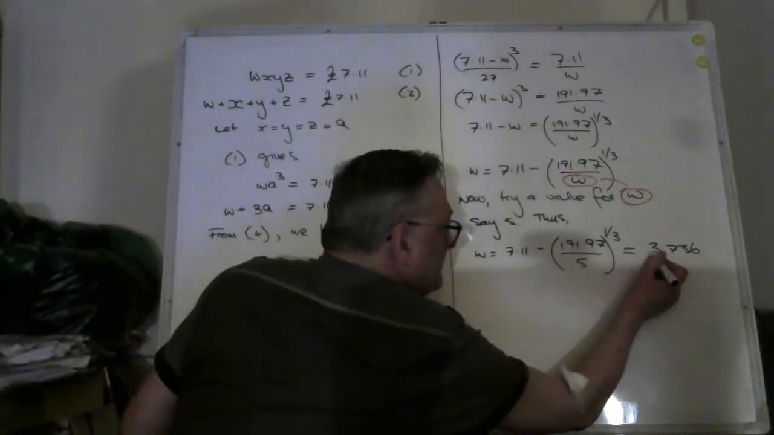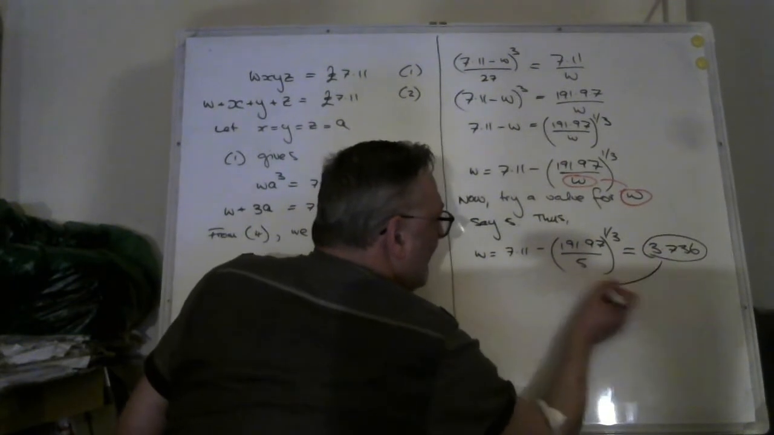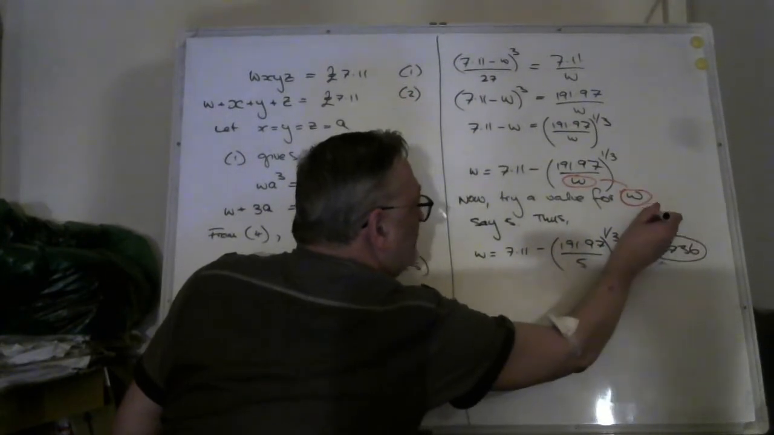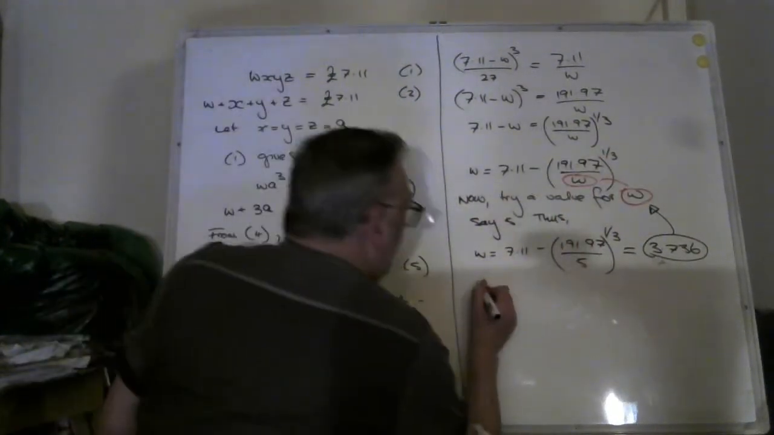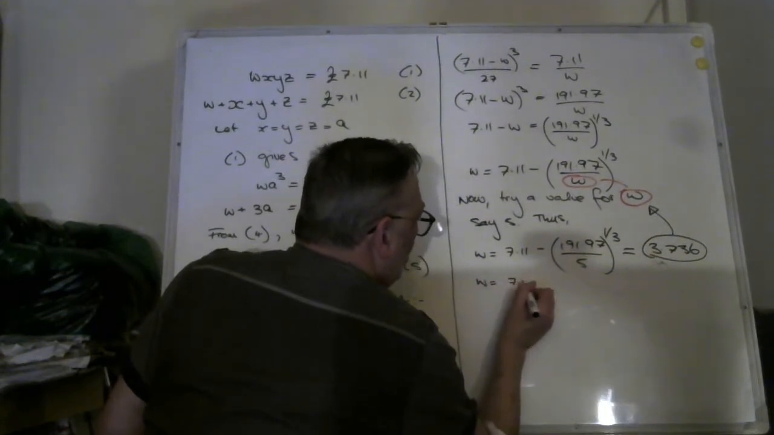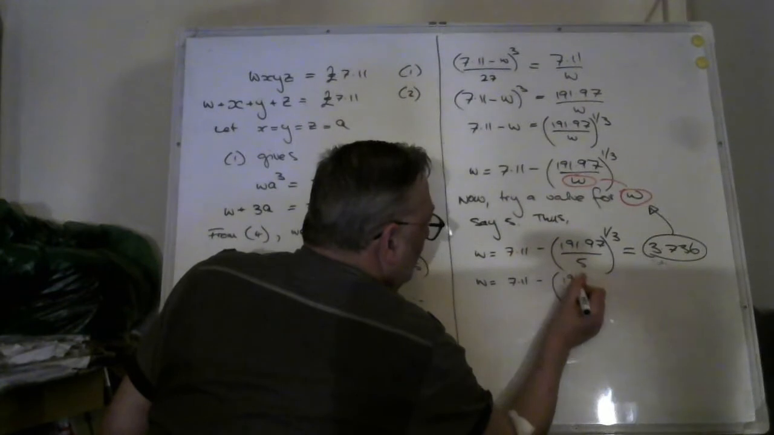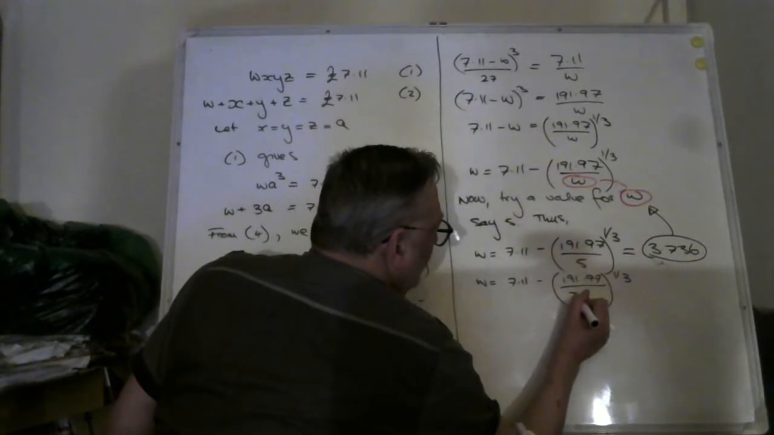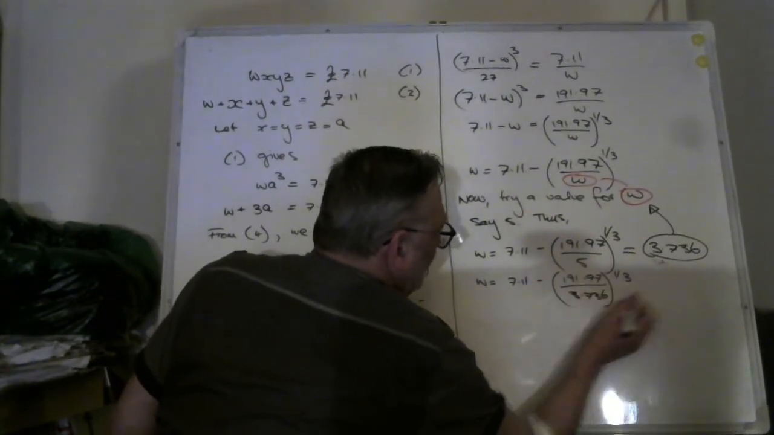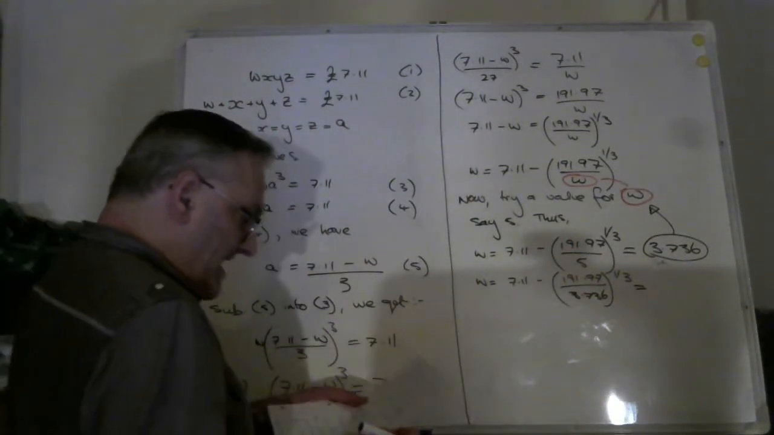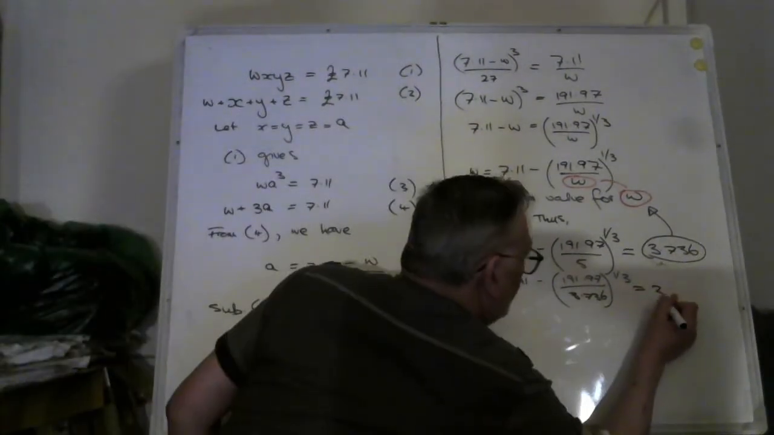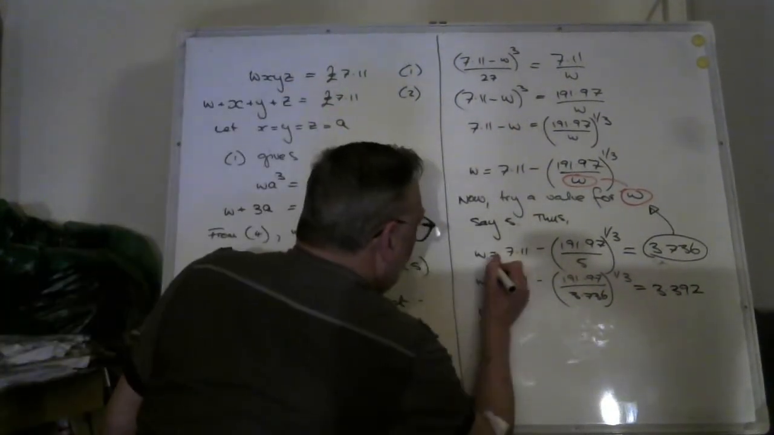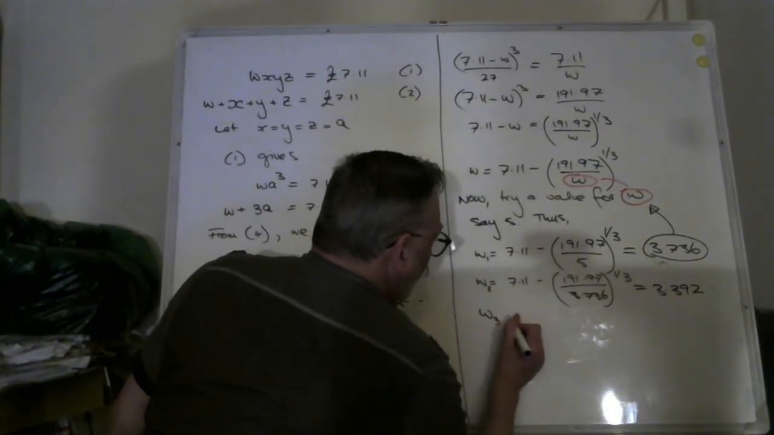Now, if we substitute this back in for W, back into here, we find that we've got W equals 7.11 minus 191.97 all to the power of a third divided by 3.736. And that comes out to be equal to 3.392. Then, once again, we'll call that W1, W2, W3.